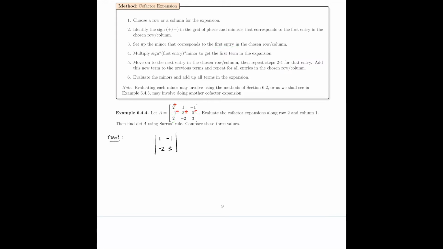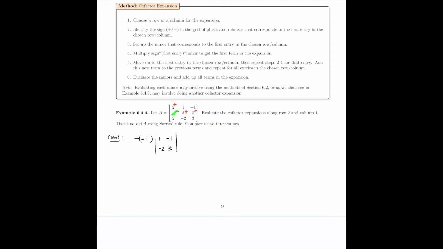Now we're asked to multiply by the sign. Well, the sign of that entry is this minus. So we're going to take this minus and multiply that by the entry itself. Well, the entry is the minus 1, right? That's the entry in the row and column that we deleted, the first entry of row 2. So minus 1 times that minor. Fourth step done.